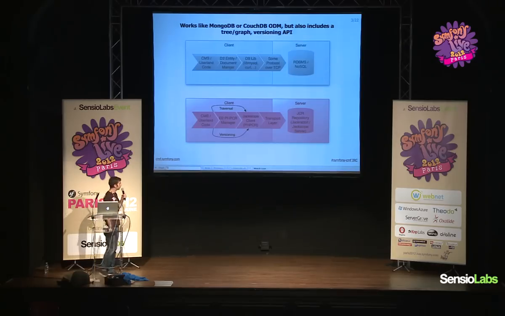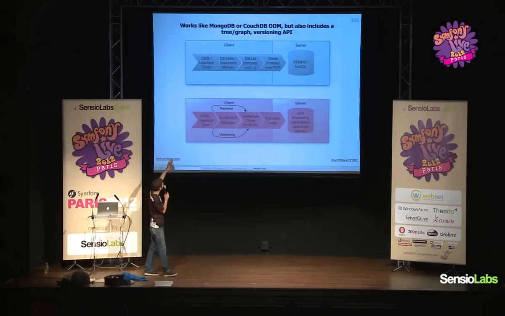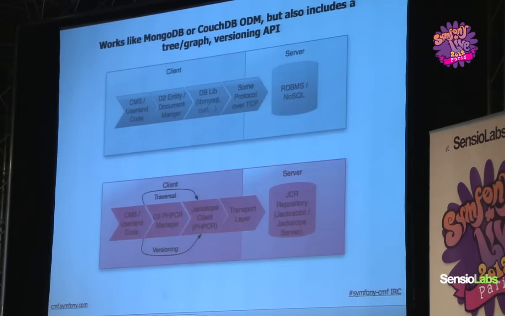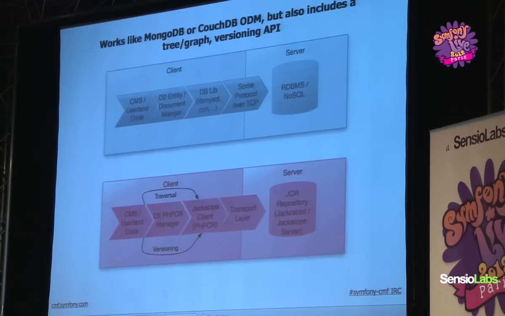If you compare the architecture a little bit, up here you have the client userland code, a Doctrine2 document manager or entity manager, some database library, some protocol, and you're talking to a database. And at the bottom, you have what we have to offer. In terms of architecture, it looks very similar. However, you have some additional APIs you can use, like versioning or tree traversal. So instead of just being able to run queries, you can actually traverse your tree structure. You can say, I'm starting off at a root node, and then I see what children I have, and then I can find the children of those children and things like that.